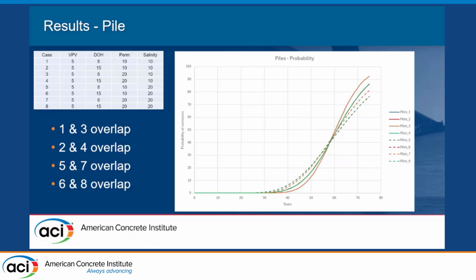So in that case, it makes a difference changing the salinity. It makes a difference changing the diffusion coefficient. But in a wet environment, the permeability doesn't change much, or so the variability that is attributed to that parameter doesn't affect much the end result.